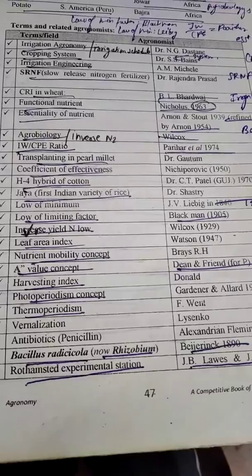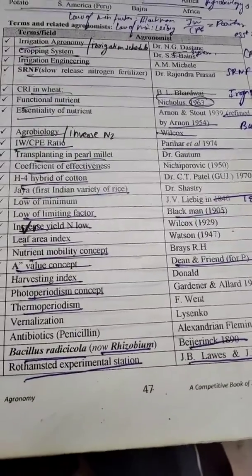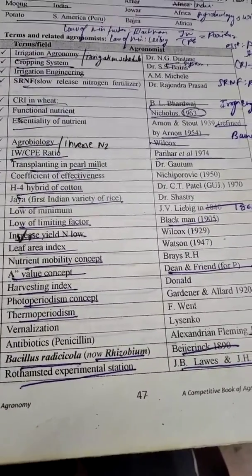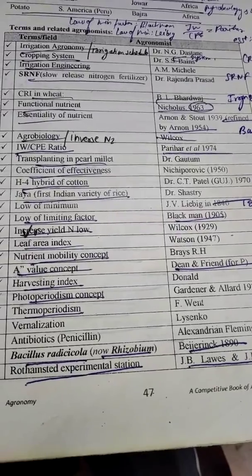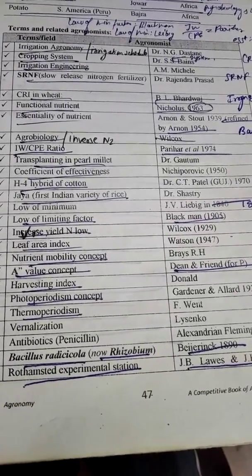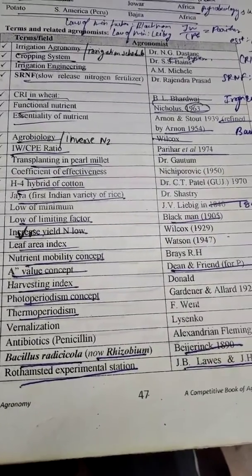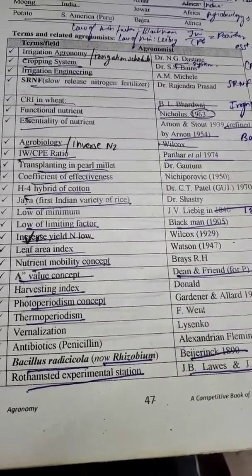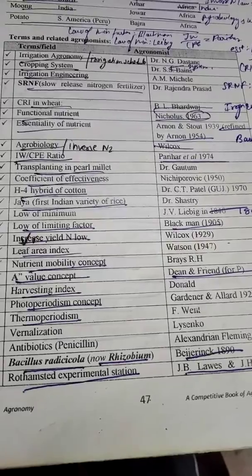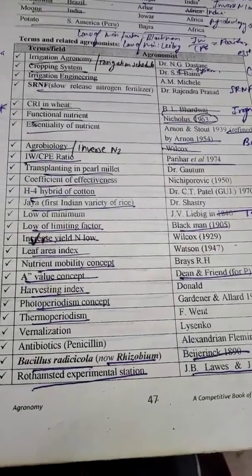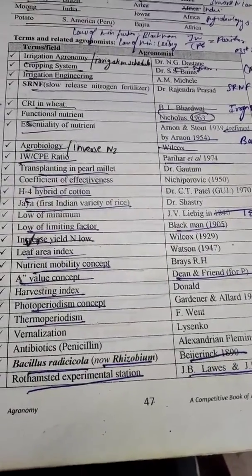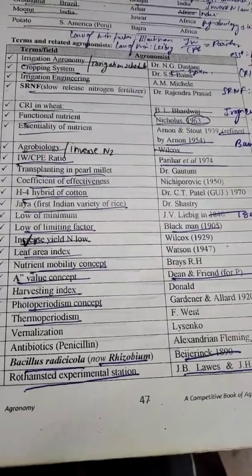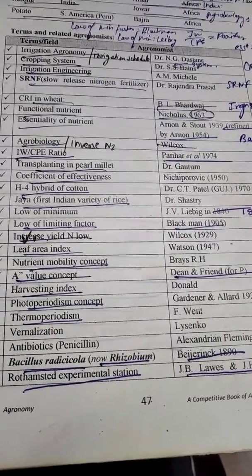Law of minimum, given by Liebig in 1862. Law of minimum factor, Blackman in 1905. Inverse yield nitrogen law, Wilcox. Leaf area index, Watson. Nutrient mobility concept, Bray. A value concept, Dean and Fried. Student, this A value concept and this whiptail of cauliflower, these are found in every paper. So please remember this A value concept. Harvest index, Donald. Photoperiodism concept, Gardner and Allard.